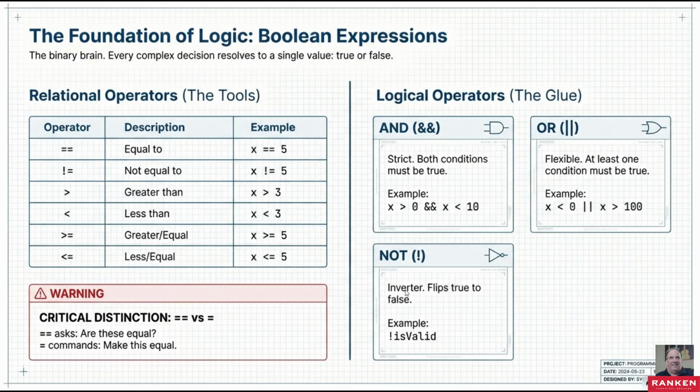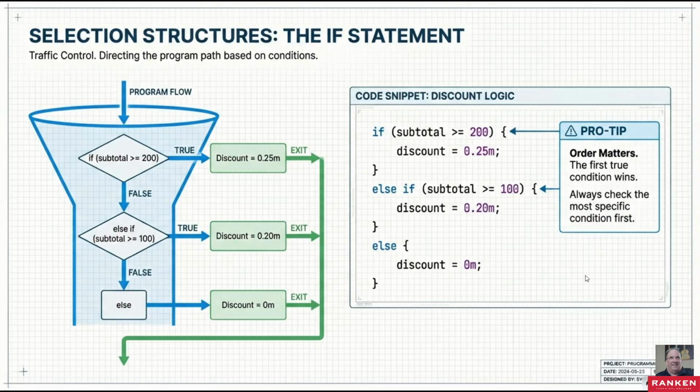So don't always think of this as being a false thing. If isValid is true, it's going to return false when you do a not. But if it's false, a not before it is going to return true. It's an inverter, right? It's going to invert that. Okay.